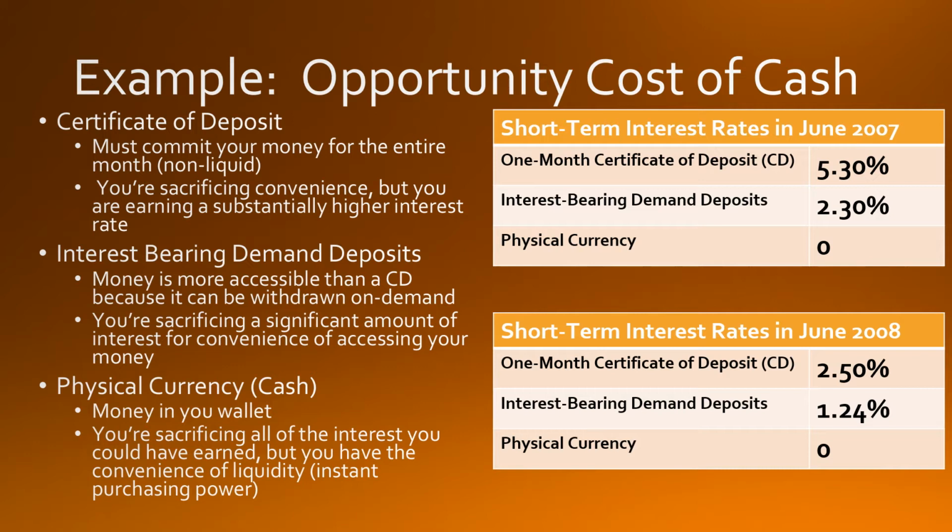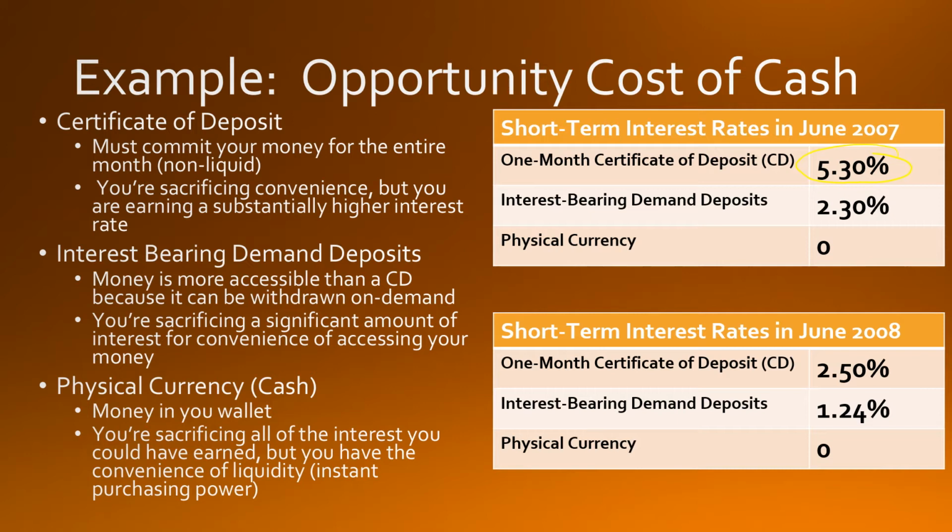You can see that in June of 2007, we had a 1 month CD that was paying 5.3% compounding interest. That's pretty nice, right? So that means that you could get that certificate of deposit, put in $100, and at the end of it you'd have $105.30. That's a pretty sweet deal. But of course, you can't touch the money for a month.